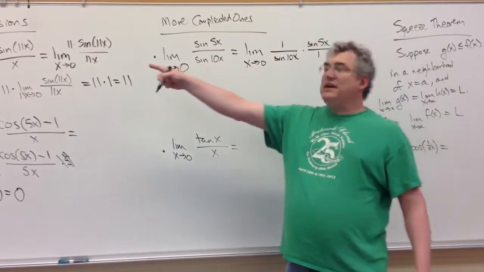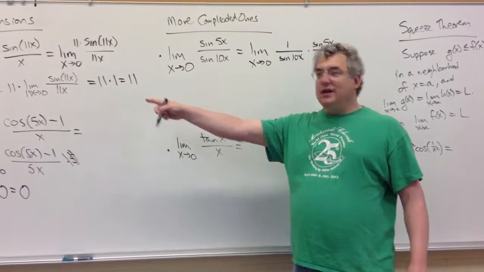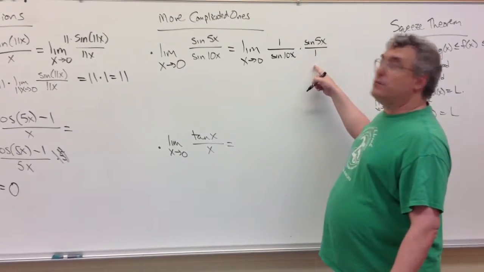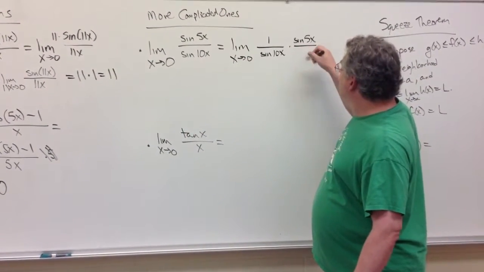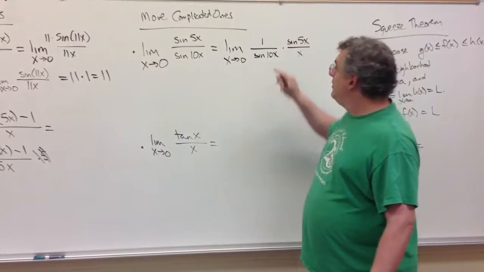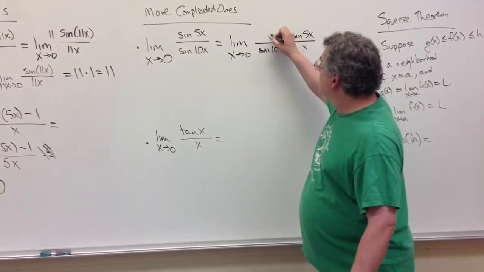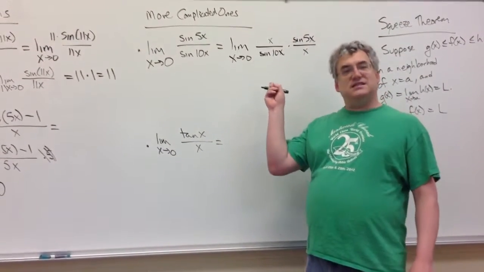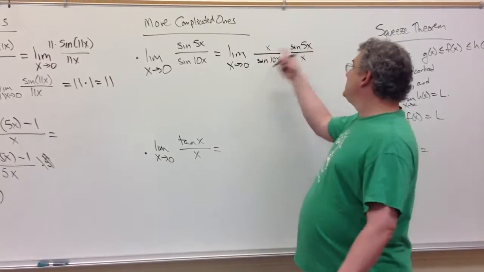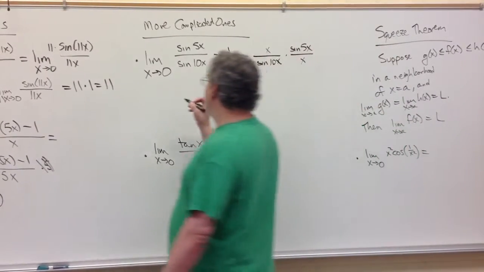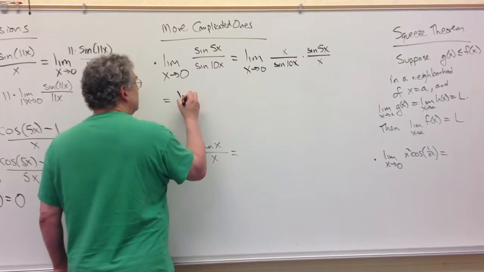Well, over there I had sine of 11x over x, right? That worked out okay. I want an x down here. But I can't have an x here unless I put an x on top, which I just did. That is the same as before, and each of these limits, each of these pieces is going to be a separate little limit. Let me write it out.